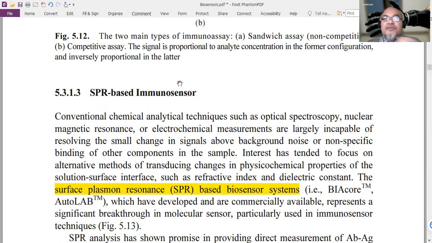When you introduce light at a certain angle, it will resonate at a certain frequency. You have to be at a certain angle. The incoming light will be absorbed by these free electrons, to resonate in themselves. So if you capture the reflected light, it will have absorbed intensity at a certain angle. That is what we call surface plasmon resonance.